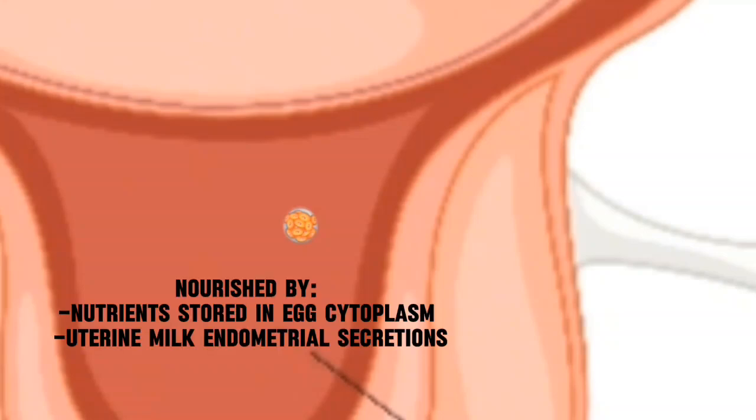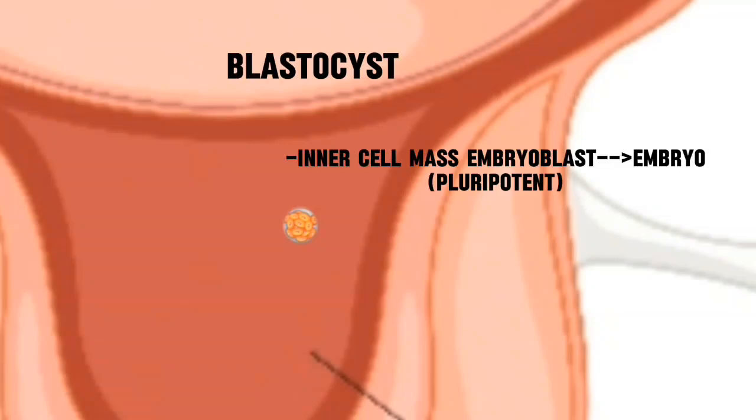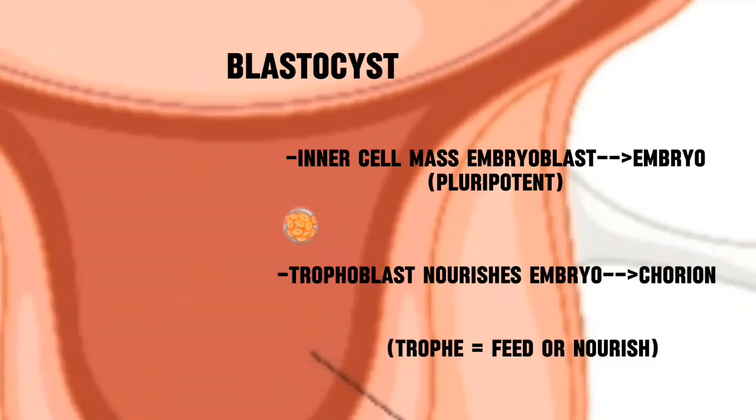During this time, it consumes nutrients stored in the egg cytoplasm and uterine milk, secreted by the endometrium. When they are about 100 cells, the cells start to arrange themselves around a fluid-filled cavity, forming a blastocyst. The blastocyst consists of a pluripotent inner cell mass called the embryoblast, destined to be the embryo, and an outer shell called the trophoblast, which nourishes the embryo. The trophoblast later becomes the chorion, the fetal portion of the placenta.